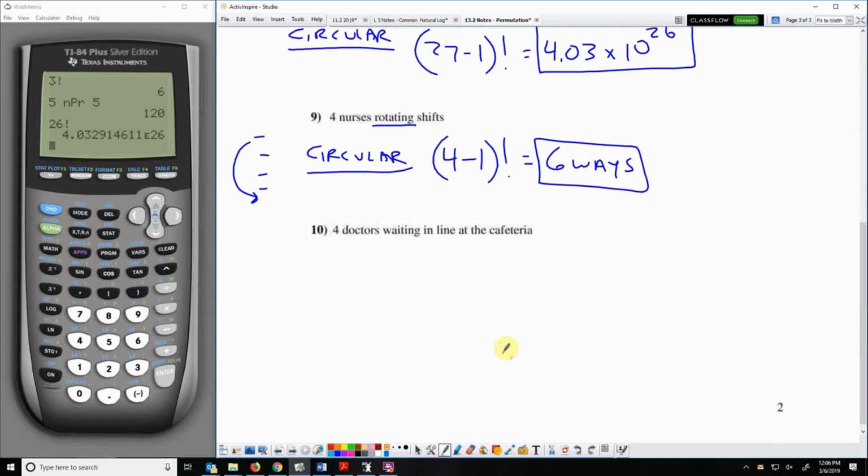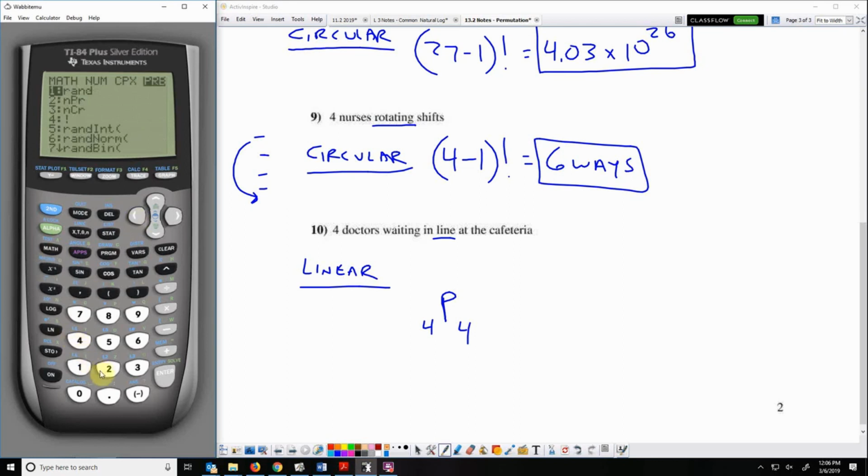And 4 doctors waiting in line at the cafeteria, just waiting in a line, not around anything. This is linear. So that would be a linear permutation. 4 doctors using all 4. 4 P 4. There are 24 different ways that they could be standing in this line.